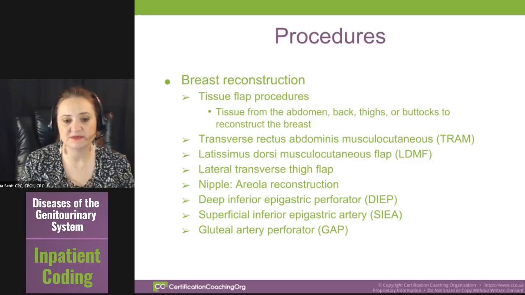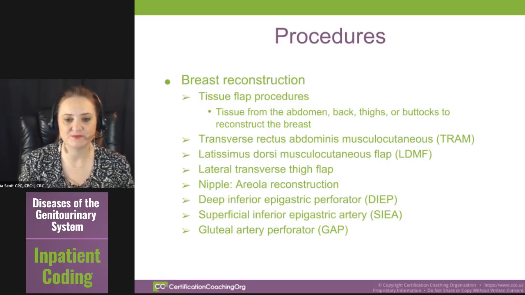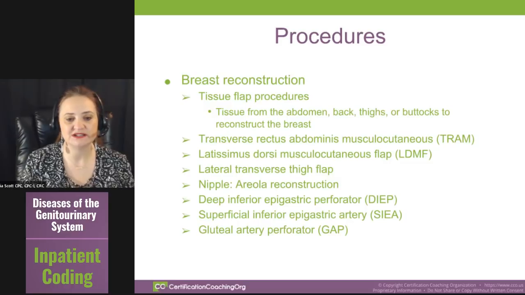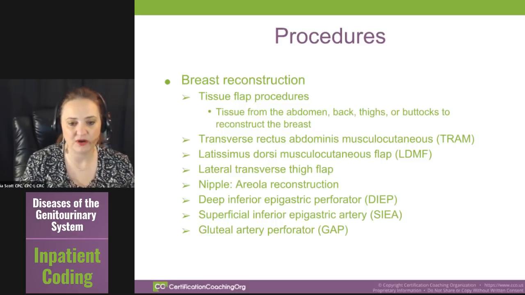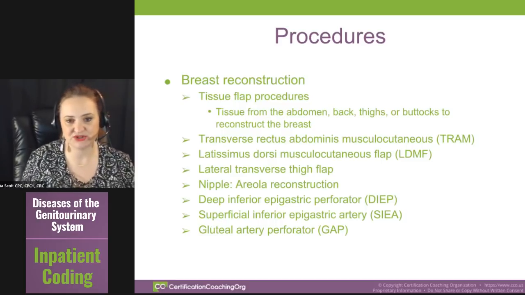So sometimes they'll do that. And sometimes I've seen where women won't have that done and they'll just have tattoos put on. That's pretty cool. They can do a deep inferior epigastric perforator, which is a DIEP, superficial inferior epigastric artery, SIEA, or a gluteal artery perforator, or a GAP procedure.